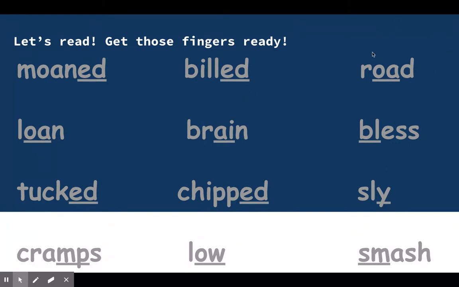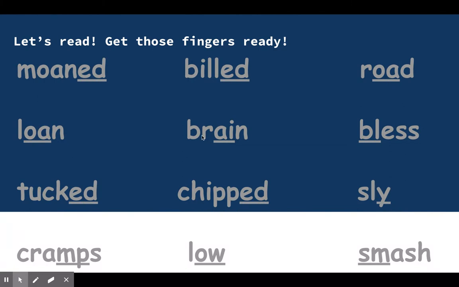Now we move on to some OA review. Remember, an OA says oh, and he's in the middle. Remember, OA never goes at the end. So let's fingerspell our two OA words. Fingers up. Road. And down here, loan.